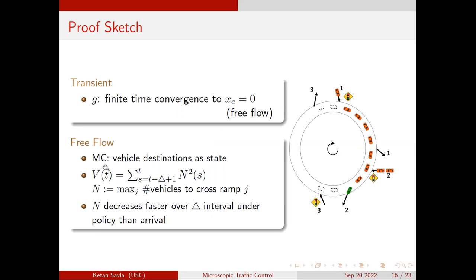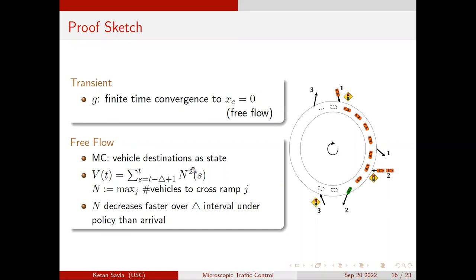So the idea is to construct a Markov chain and do a stochastic stability analysis, as is standard in many queuing systems, right? The state of the Markov chain is the destinations of the vehicles. This is something that we had to construct. And the Lyapunov function is the sum of the square of what we call the maximum on-ramp degree. An on-ramp degree at any time is the number of vehicles that want to cross that ramp before they reach their destination. So not the on-ramp queue length, that's not our Lyapunov function, but this particular quantity.